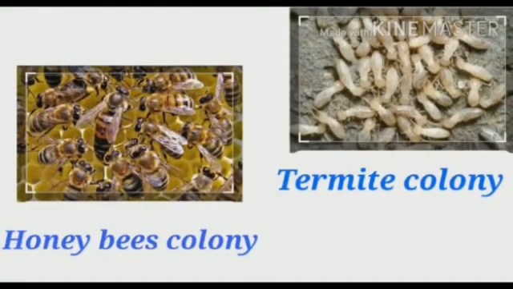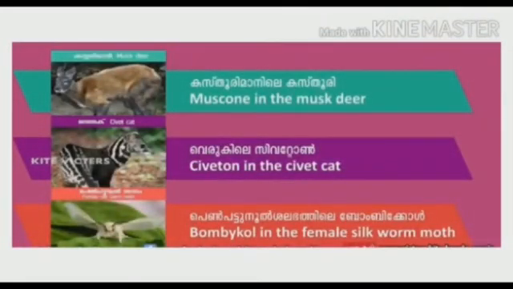Animals that live in colonies, like termites and bees, communicate with each other by using pheromones. Animals like the musk deer secrete the pheromone called muskone. The civet cat secretes the pheromone called civetone. And the female silkworm moth secretes the pheromone called bombicol. These are the examples we have to study.